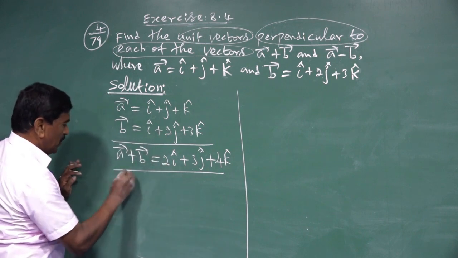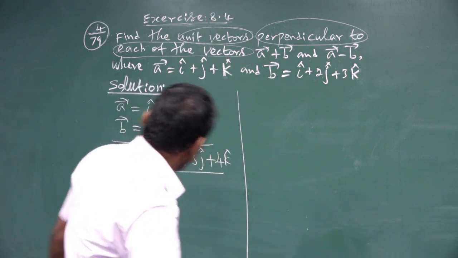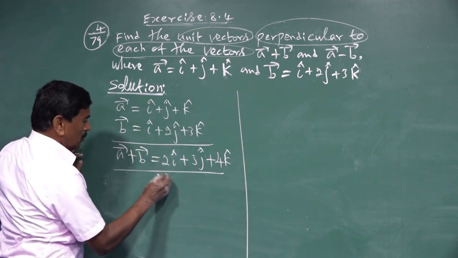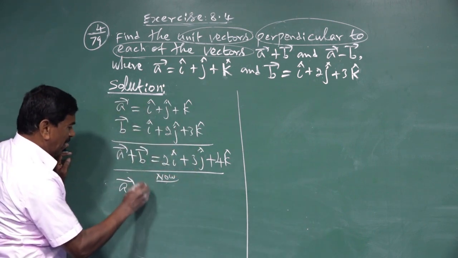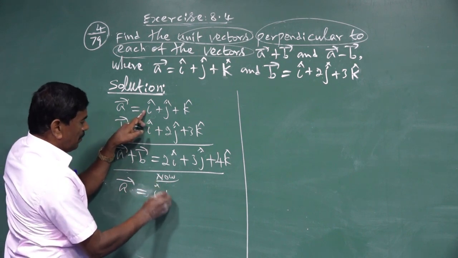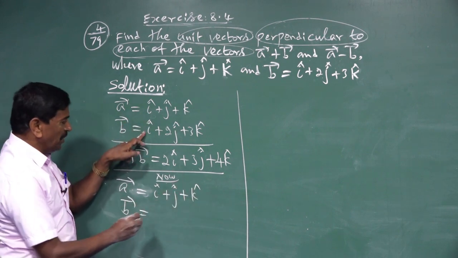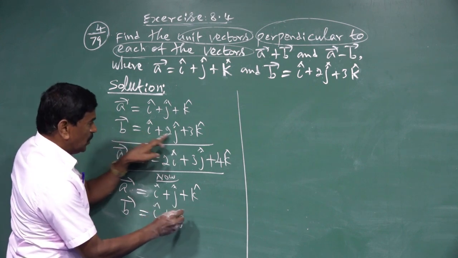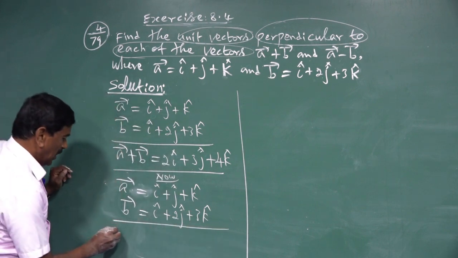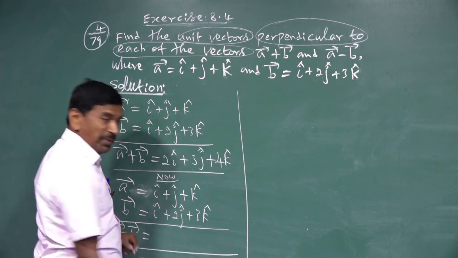Next I want to find A vector minus B vector. For A vector minus B vector, write first A vector, then B vector, then we want to subtract. A vector is equal to I cap plus j cap plus k cap. What is B vector? Yes, B vector is equal to I cap plus 2j cap plus 3k cap. Now I want to subtract, that is A vector minus B vector.